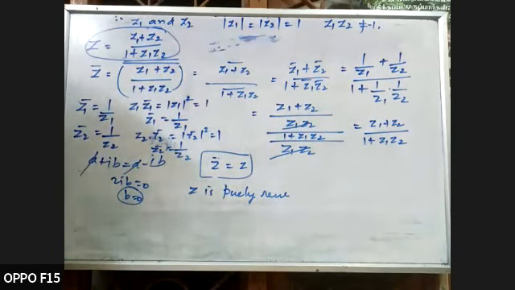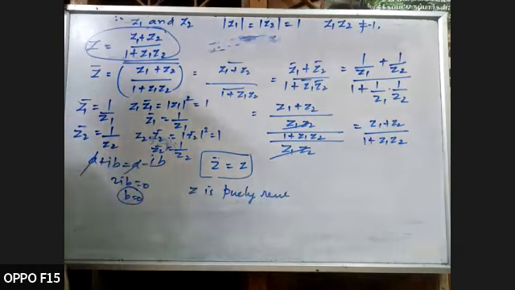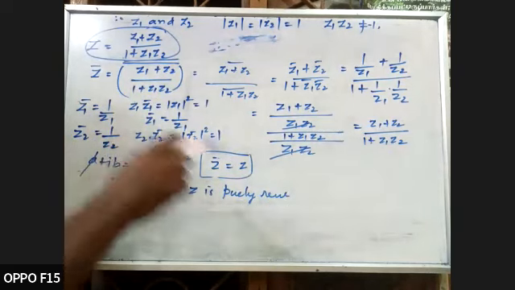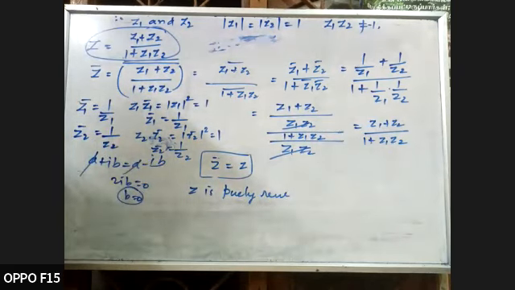Substitute there: wherever Z1 conjugate comes you put 1 by Z1, wherever Z2 conjugate comes you put 1 by Z2. Okay? So taking LCM and simplifying, we'll get Z1 plus Z2 divided by 1 plus Z1 Z2. That is nothing but Z. Okay, so therefore Z is equal to Z conjugate. It is purely real. Take down.